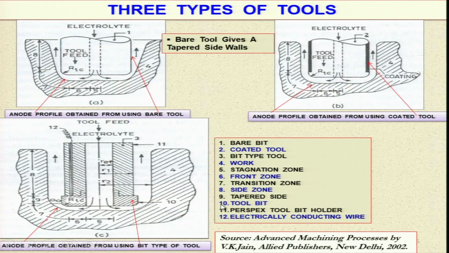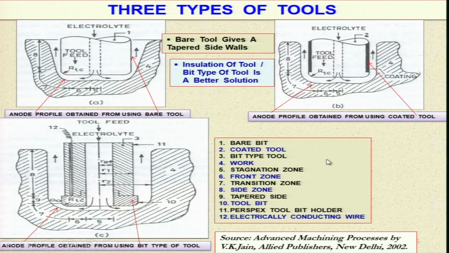And then you have the tool bit I have shown over here. This is the Perspex tool bit holder, and then electrically conducting wires are there. So, these are the different types of tools. They are very important, and they are commonly used in the ECM process, especially the coated tool or the bare tool, but bit type tools are also being used slowly in industries. So, insulation of a tool bit type tool is a better solution.